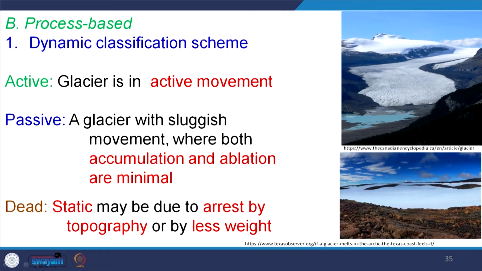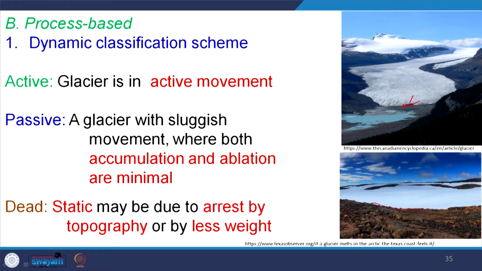What are the different processes involved? One is called active glacier. Active glacier means the glacier is moving, with active movement. So, for example, here the glacier is moving, an active glacier. Then passive, a glacier with sluggish movement, where both accumulation and ablation are minimal. Sluggish means very slow movement, not detectable over a small time period. So, that is called passive glacier. Then dead glacier, static, may be due to arrest by topography or by less weight.